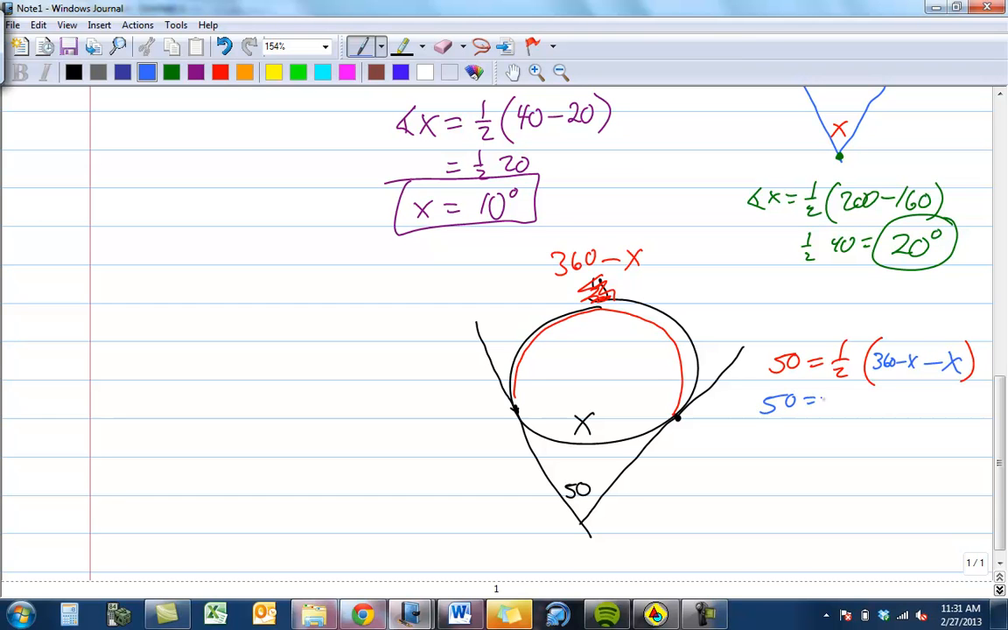So I have 50 equals 1/2 of 360 minus x minus x, which is minus 2x. Distribute the half, you get 50 equals 180 minus x. Subtract 180, you get negative 130 equals negative x. What is x? X is 130. So in this case, x is 130. If x is 130, then what is y? Y is going to be 230.